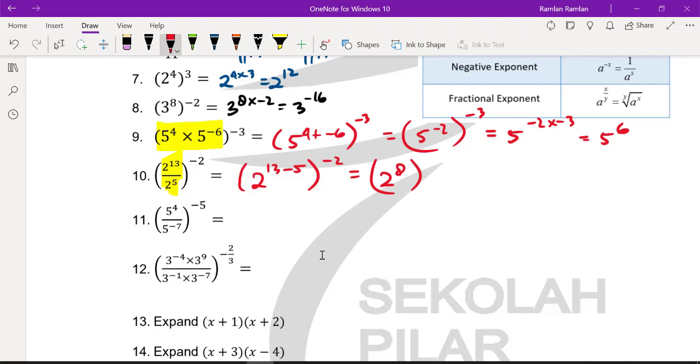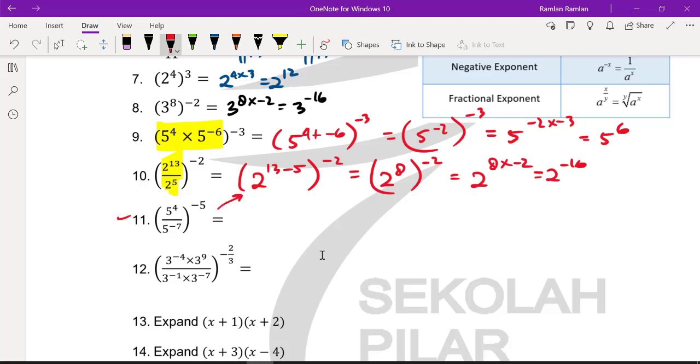13 minus 5 is 8. And then the power of negative 2, this guy, is still there. And then we only need to multiply the power. So 2 to the power of 8 times negative 2, and it'll be 2 to the power of negative 16, right?